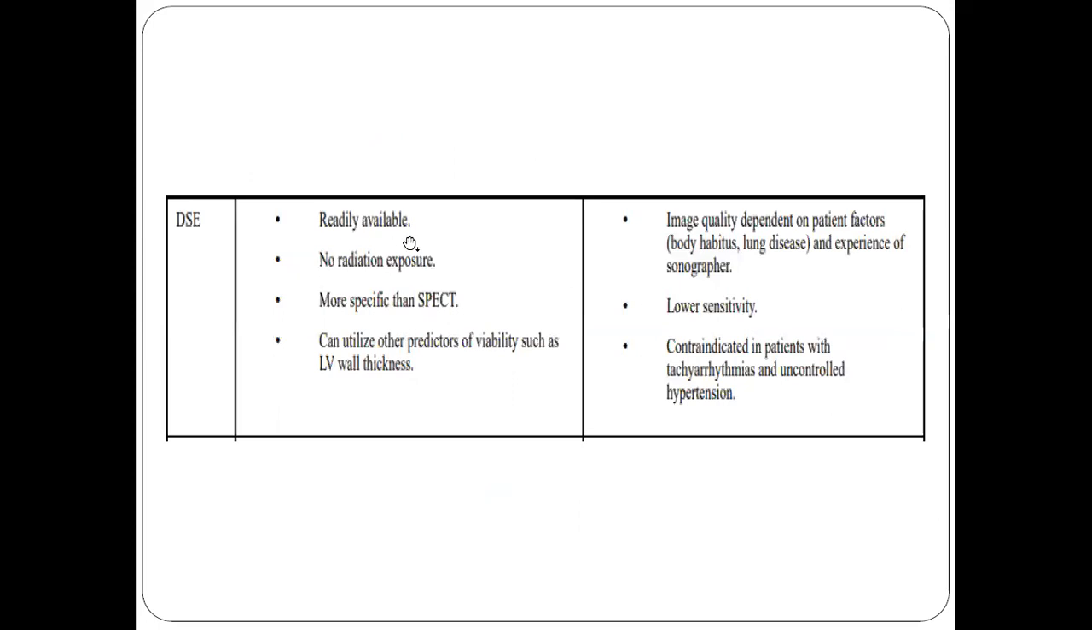Dobutamine stress echo, its advantage is that it is readily available. There is no radiation exposure. It is more specific than SPECT, and can utilize other predictors of viability such as LV wall thickness. Disadvantages are that image quality depends on patient factors, it has lower sensitivity, and it is contraindicated in patients with tachyarrhythmias and uncontrolled hypertension.